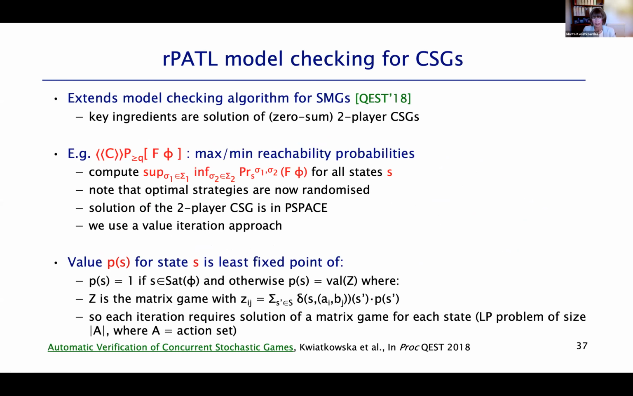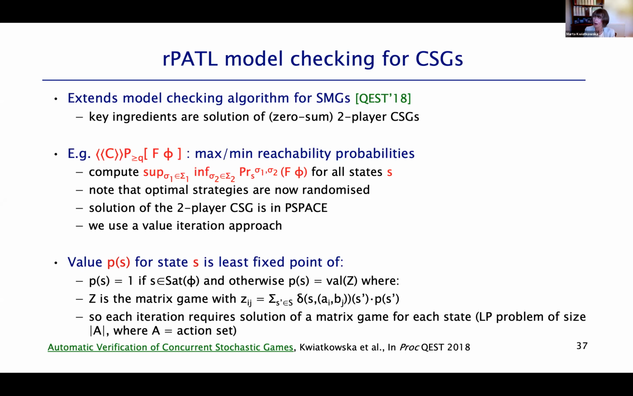because I now need to solve a much more difficult problem. So in fact, the complexity is PSPACE. Although we use value iteration, so with value iteration we have an approximation. And it involves also solving the matrix game, for which we use SMT, so we solve LP, but we employ SMT solvers in order to compute these properties.